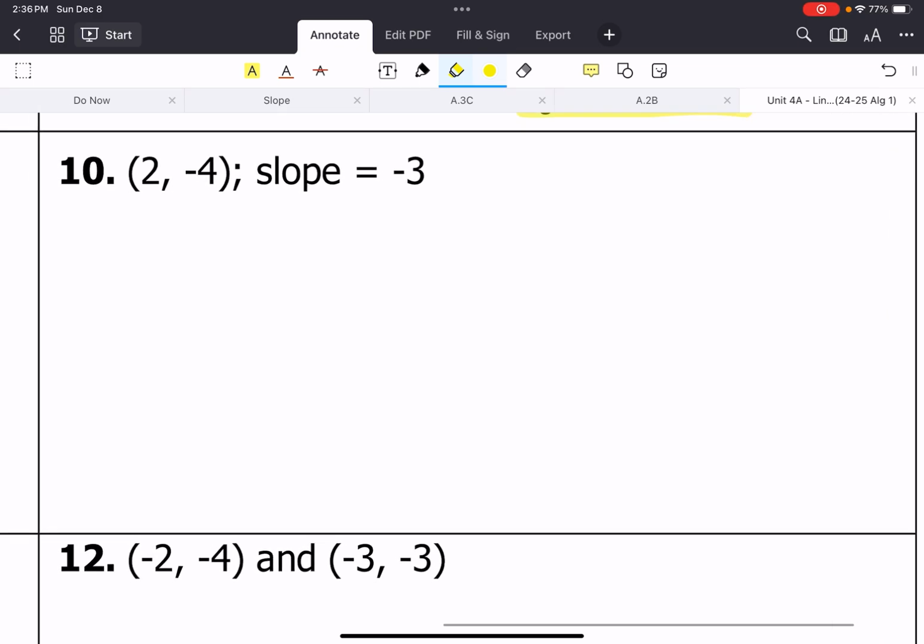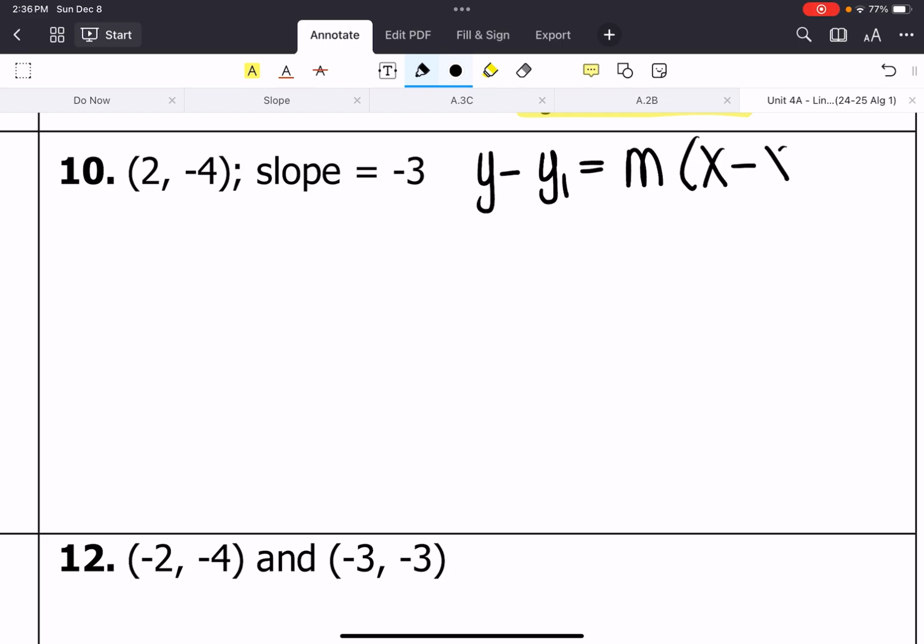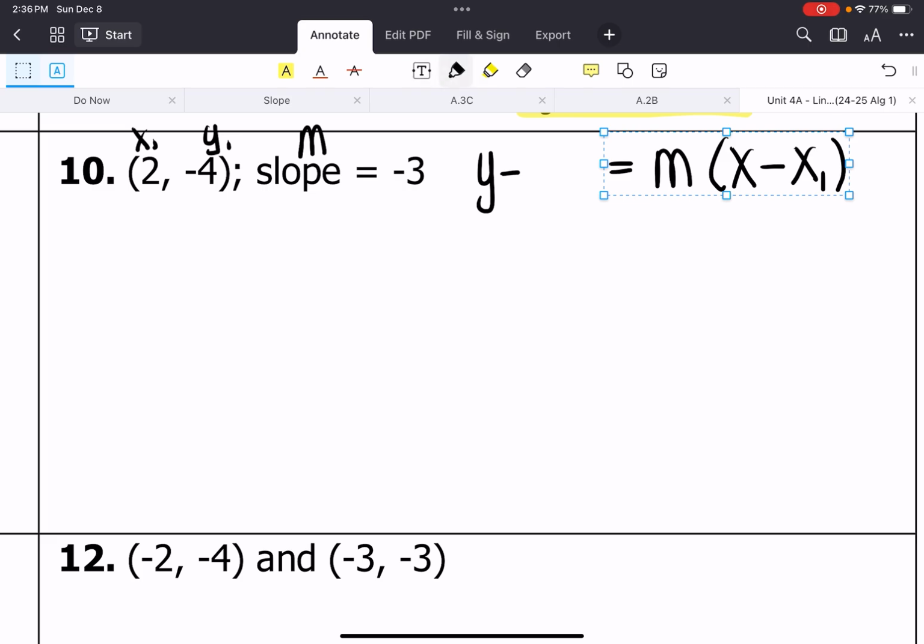Number 10, same thing again. Using our point-slope form of y minus y1 is equal to m times the difference of x minus x1. So we're going to replace y1 with negative 4. We're going to replace m with negative 3. And we're going to replace x1 with 2.